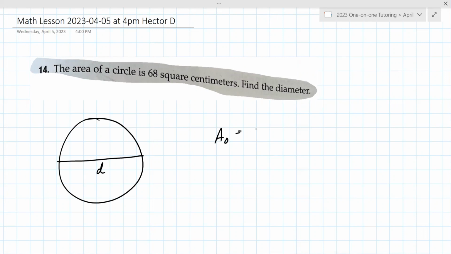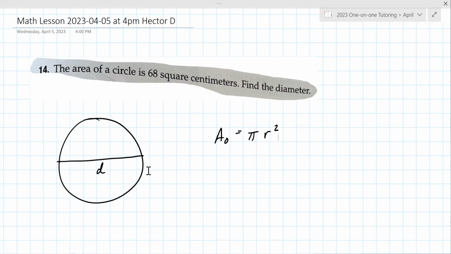It's... oh shoot, I'm looking at the area of a sector. The area of a circle is... oh yeah, pi r squared. R squared. So this is one you got to know. Notice there's no diameter in the formula.